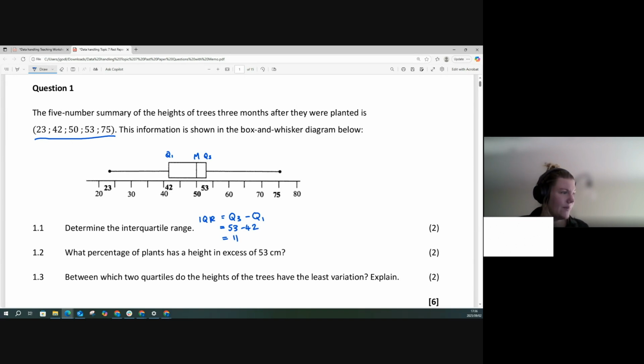Nice. What percentage of plants has a height in excess of 53 centimeters? Okay, we're getting some answers in. We've got 60%. Let's see what else. Let's see what you think. Put your answers in the chat.